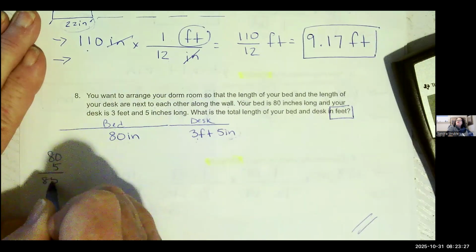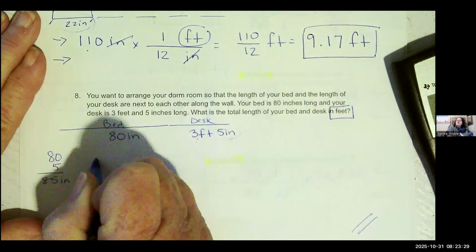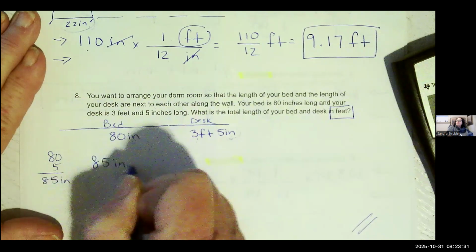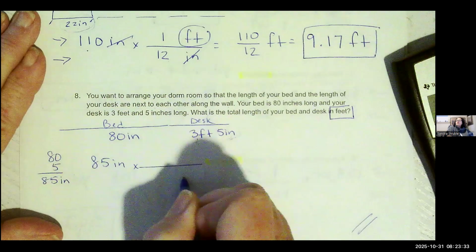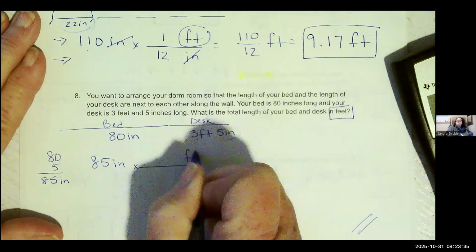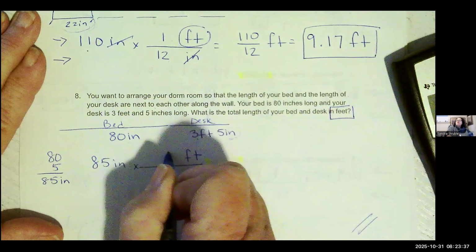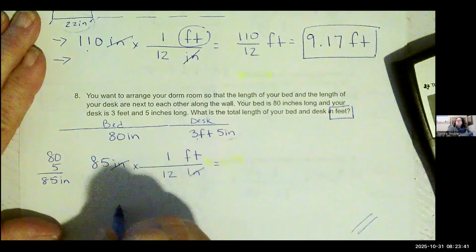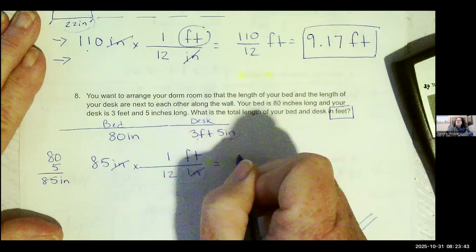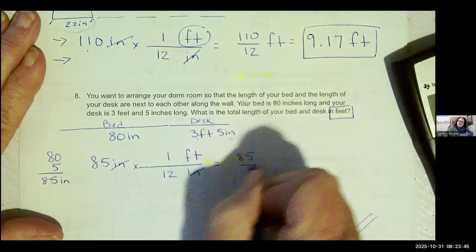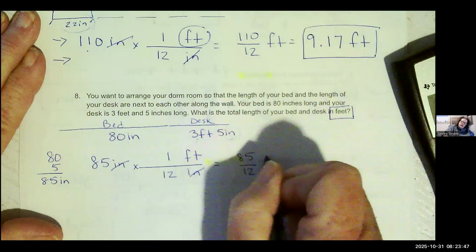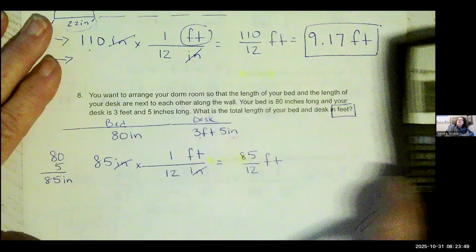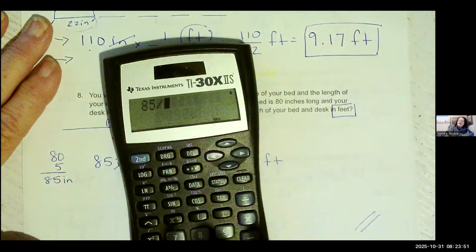I need to convert this into feet. Get rid of my inches and go to feet. 12 inches are in 1 foot. Multiplying straight across, my inches are gone. 85 times 1 is 85. Bring over your 12. This is feet. You have to divide this. 85 divided by 12 is 7.08.